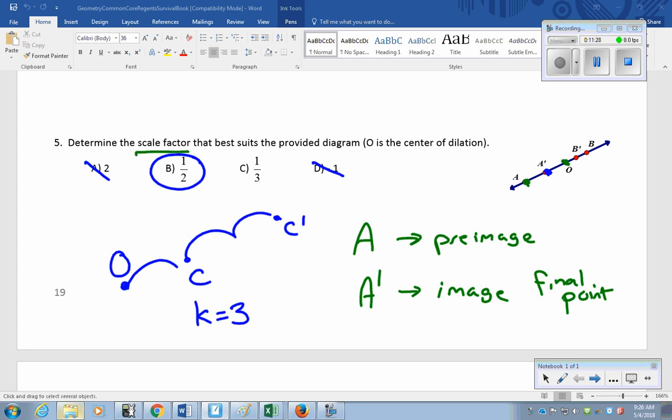Okay, so you want to make sure you keep the enlargement and reduction straight, and then you want to make sure at the same time that you start with your pre-image and then think about how it moves to get to the image, which would have the prime with it.